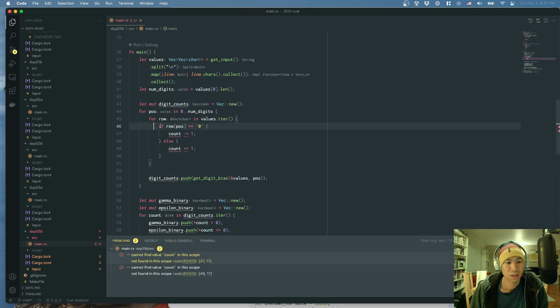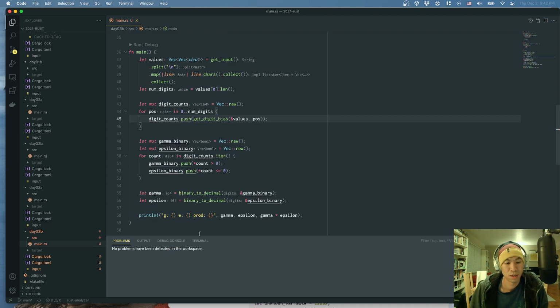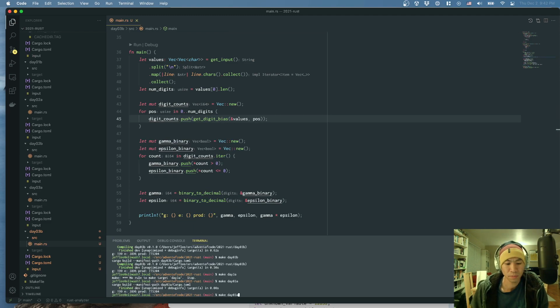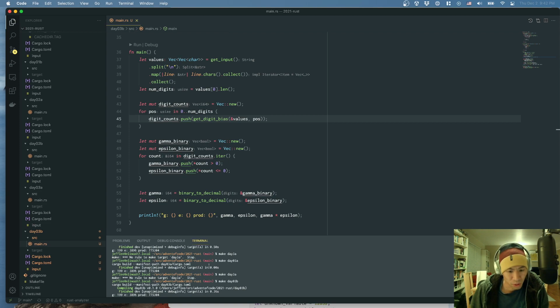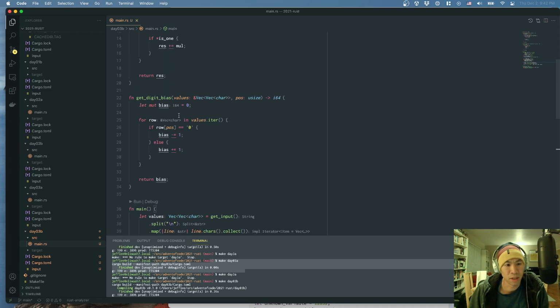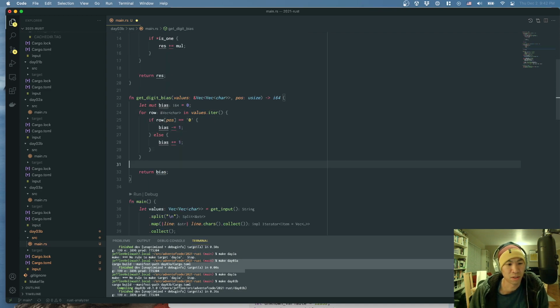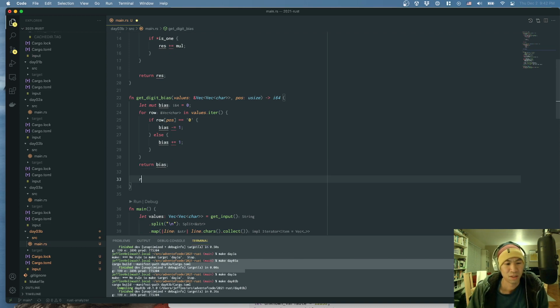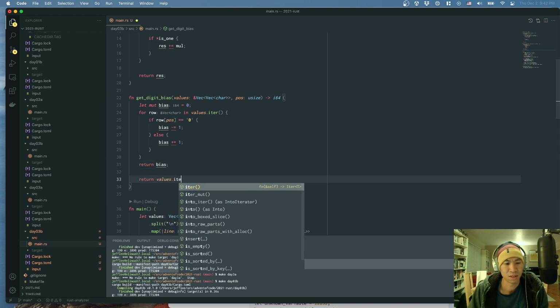775,304. That does look like the same thing that we got before. Great. Okay, so we got the digit bias now. I'm going to just compress this down a little bit. I guess we could actually turn this into a reduce. Yeah, why don't we do that just for the sake of the exercise.